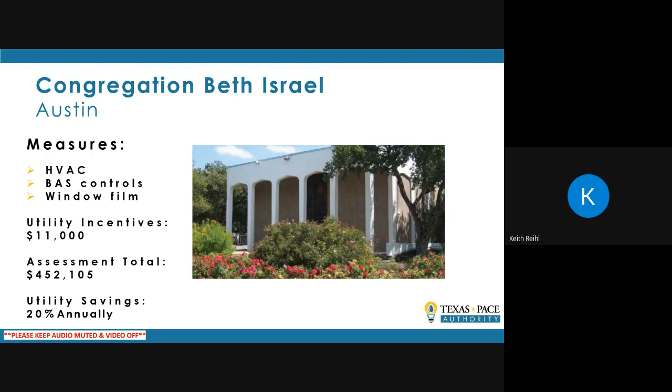So they did some HVAC, some controls, and some window film. These were about $11,000. The assessment was a little shy of $500,000, and it saved 20% annually. So this was a nice way for them to upgrade their chillers and do a few of the upgrades with their controls and window film and put money back in their pocket. So it really worked well for them and continues to this day. Next.